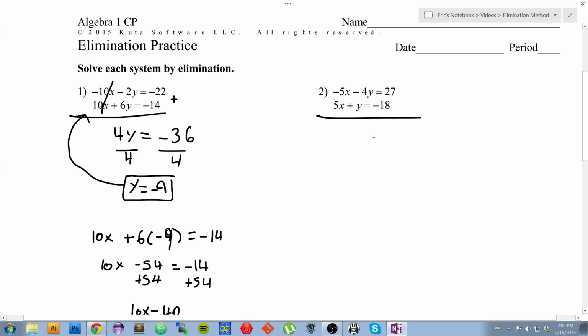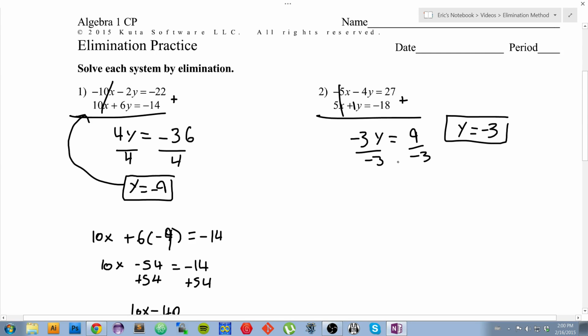Okay, second example, moving on. This one is again ready to eliminate, and the x's eliminate because we have plus or minus 5x. This y right here is the same as 1y, so if I do 1y minus 4y's, that tells me I have minus 3y's. And again, we're still adding, so if I were to add 27 and negative 18, that's just like subtracting the 18. Make sure to divide everything by negative 3. Coincidentally, y is negative 3.